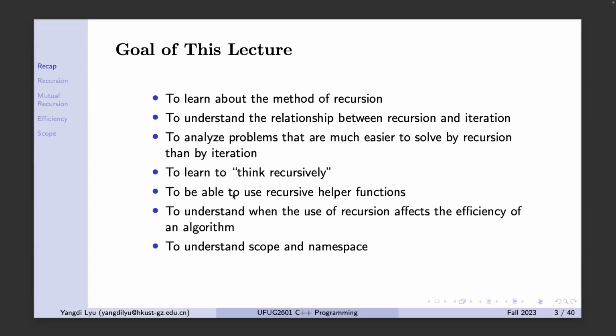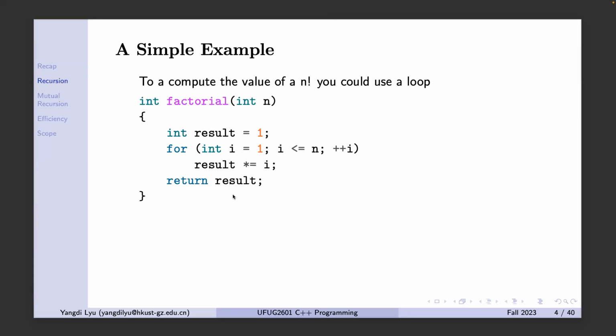Recursion is just a function calling itself, right? If you are function A, you're calling A. If you are function B, you're calling B. That's called recursion. So you need to think recursively. That's the hard part: how to think recursively, because it's against our thinking process, right? Let's see a simple example.